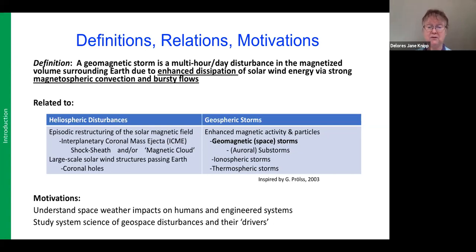Now, the reason that we would do this is certainly because we want to understand the impacts of these types of storms on humans and engineered systems and even on our atmosphere. And I think as you'll see, this is a great opportunity to study system science in all of its glory, because all of these things are driving and interacting and back driving as the storms develop.